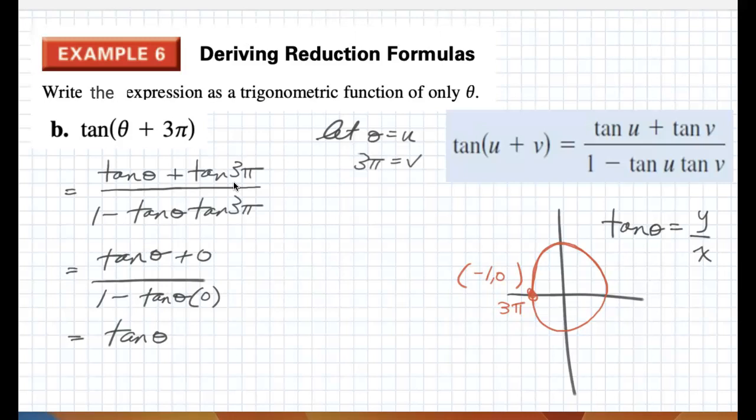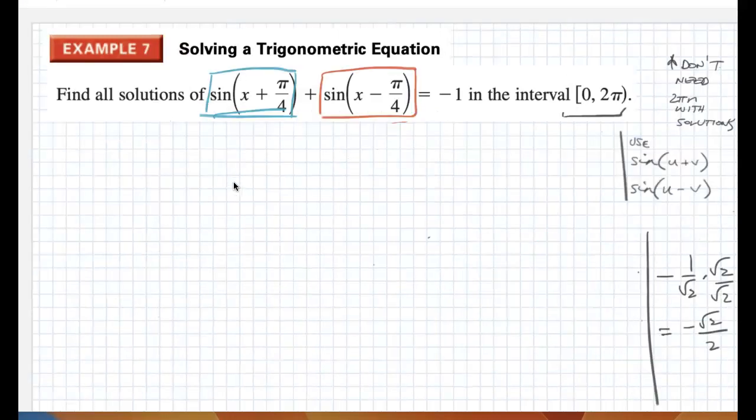The next example is an equation where we're going to use the sum and difference formulas to simplify. I'll put that in quotes because it doesn't feel like we're simplifying at the start, but indeed we will be doing that. Okay, so I'll just set that up and we can try it out. Okay, so example 7, solving a trig equation. We've solved several trig equations so far, nothing like this though. So this one says find all the solutions of sine of x plus pi over 4 plus the sine of x minus pi over 4 equals -1, in the interval of 0 to 2 pi.